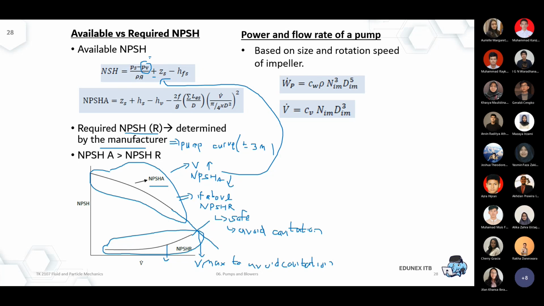So it remains relatively constant. Okay, ZS, that's elevation, so that's relatively constant. Regardless of our flow rate, the elevation between the pump and the tank will be the same. Okay, so which leaves us with two things. When we change the flow rate, does the source of the pressure change or the friction change?